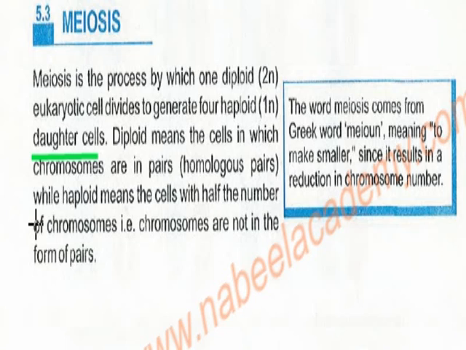While haploid cells are with half the number of chromosomes, and they are not in the form of pairs. Understand? So the word meiosis comes from the Greek word meion, which means making smaller. Why? Because the diploid takes the form of haploid. It results in the reduction of chromosome number, but in the end, eventually, the number of chromosomes is maintained. How, that we'll discuss later.